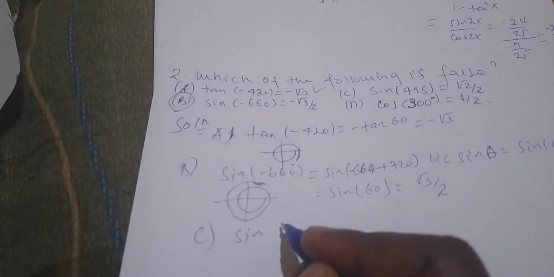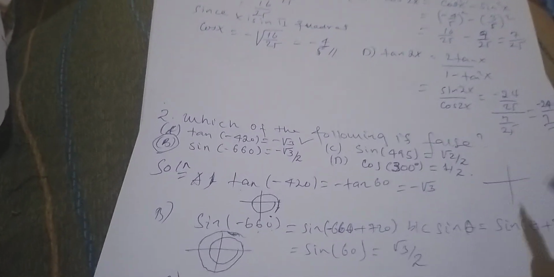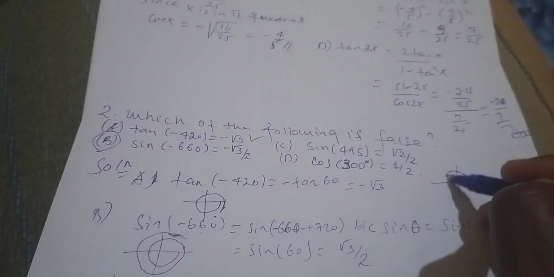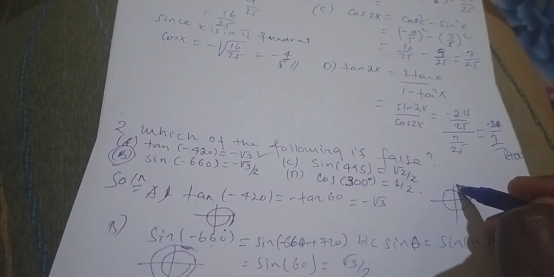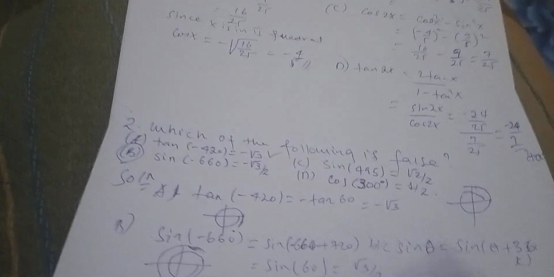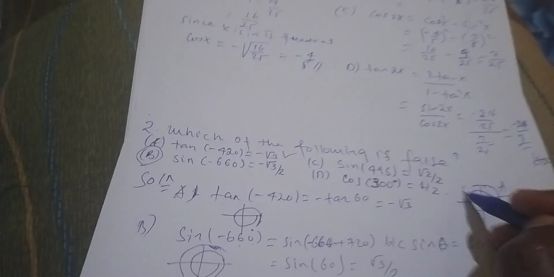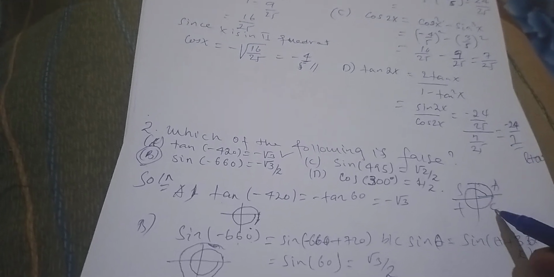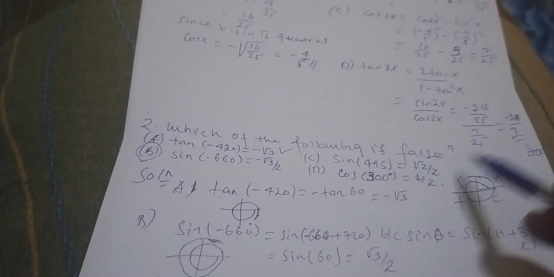B is false. Let us check C. Sine of 495 degrees. Which quadrant is this angle in? 495 degrees means 360 degrees, then 90 degrees gives 450, so it is a second quadrant angle. Remember the word CAST: all, sine, tangent, cosine are positive in their respective quadrants, and the rest are negative.